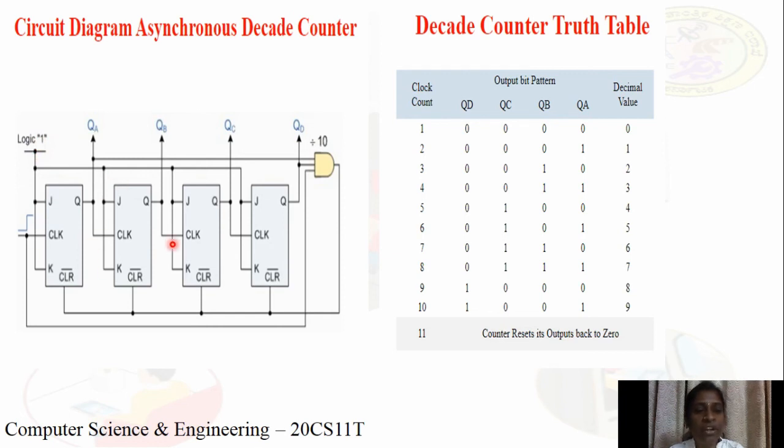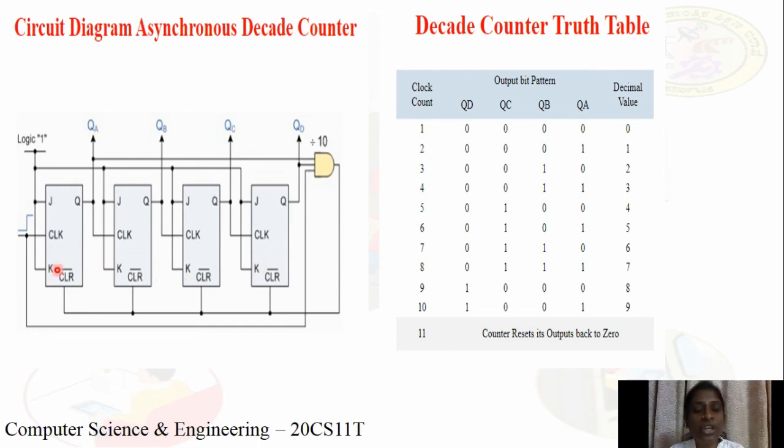For all the JK inputs, they will be joined and connected to 1, as in the asynchronous ripple counter. Then the output of the first flip-flop will be given as the input to the next flip-flop. The output of the second flip-flop will be given as the input to the third flip-flop. Then the output of the third flip-flop will be given as input to the fourth flip-flop. Then the counting here should stop at 10.